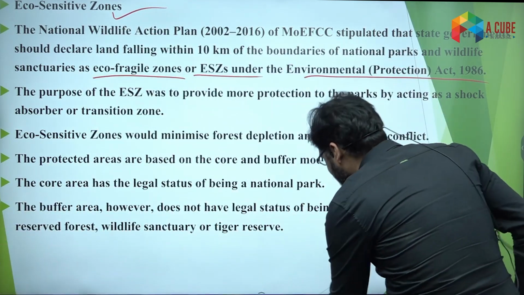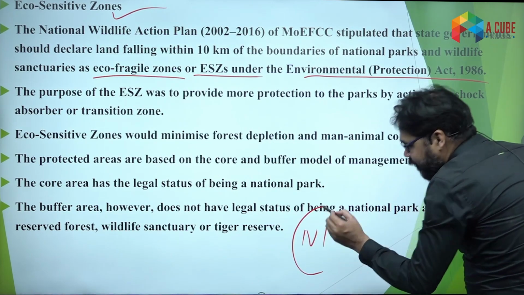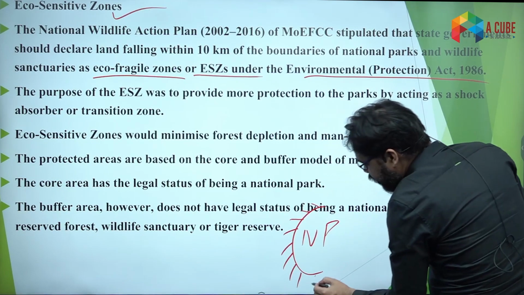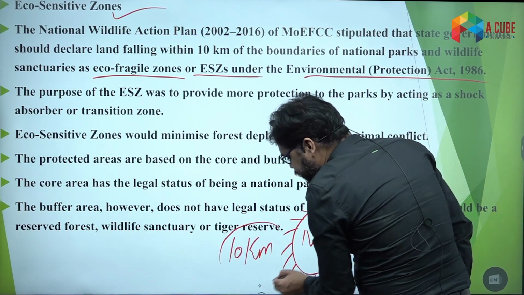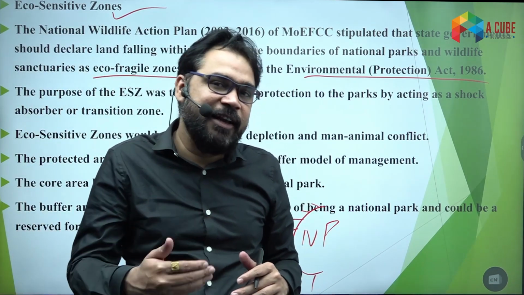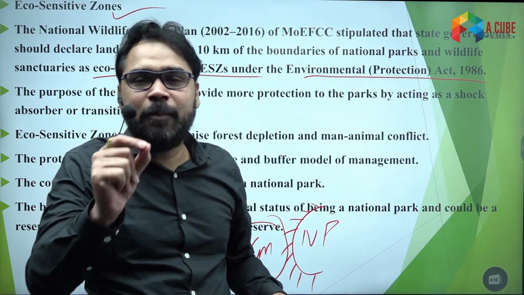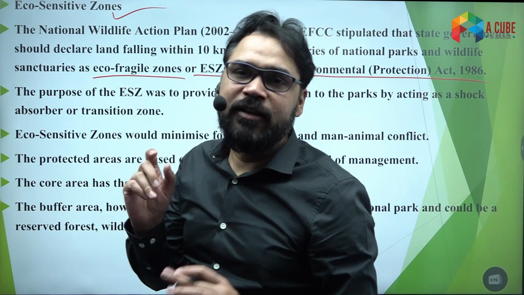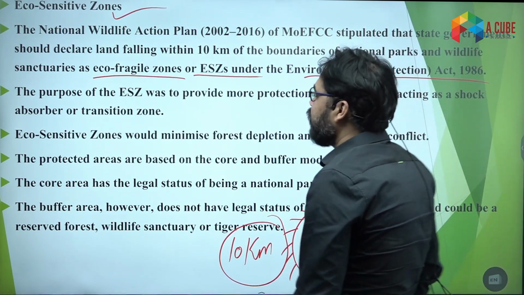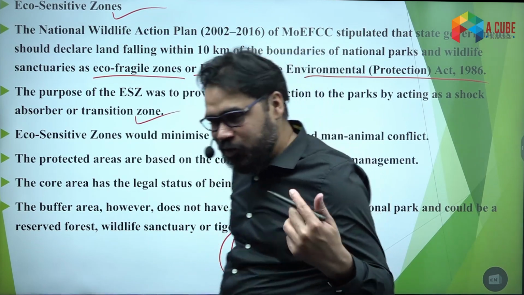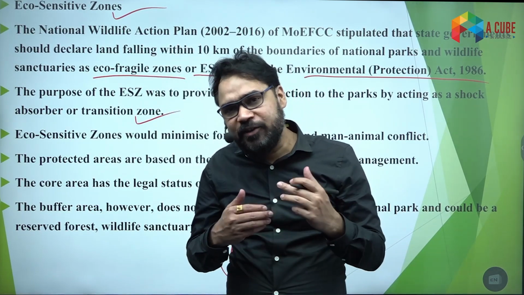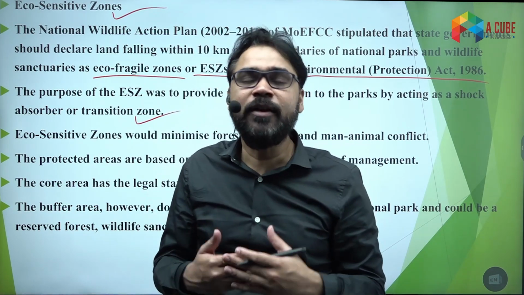For example, let's say this is the territory of a national park. According to the action plan, from all sides, up to how much? 10 kilometers. From the boundary of a national park, where exactly it ends, the next 10 kilometer area must be declared as the eco-sensitive zone or eco-fragile zone. The purpose of eco-sensitive zones was to provide more protection to the park by acting as a shock absorber or a transition zone. Simply, the most important reason why the idea of ESZ was introduced, very simple, very basic, is to make sure that more protection is granted to that particular sanctuary or national park.